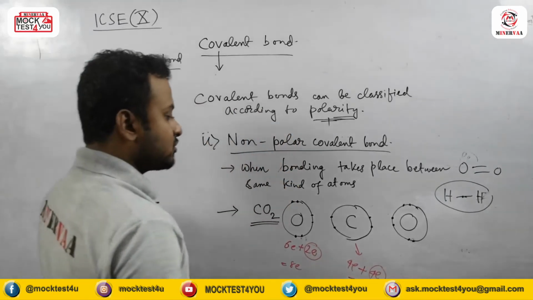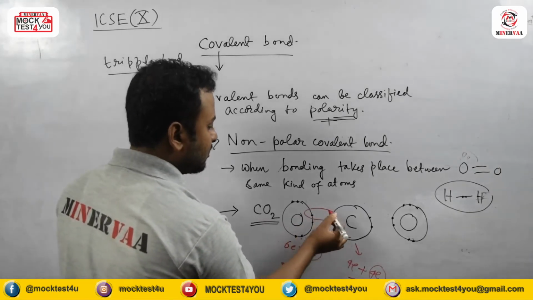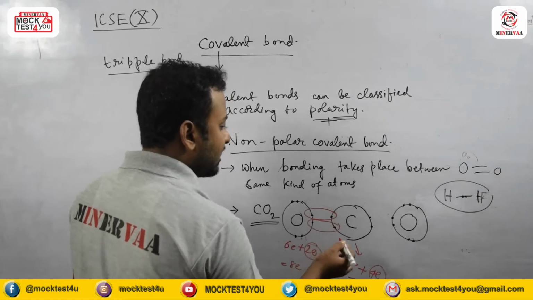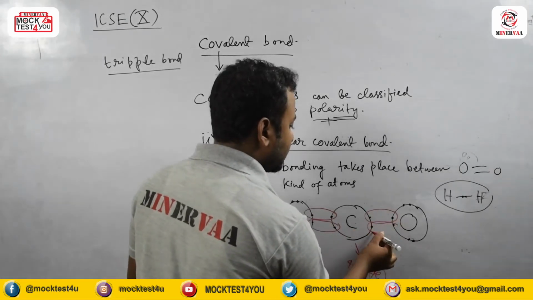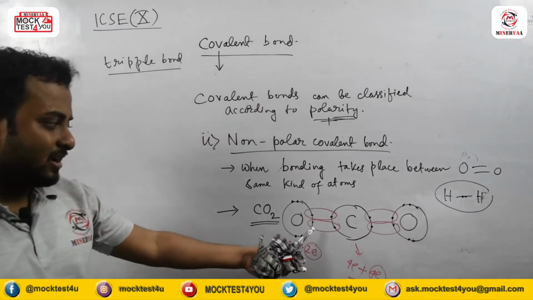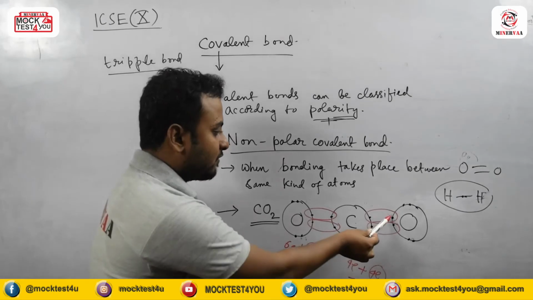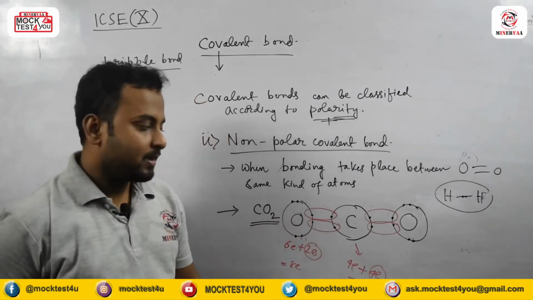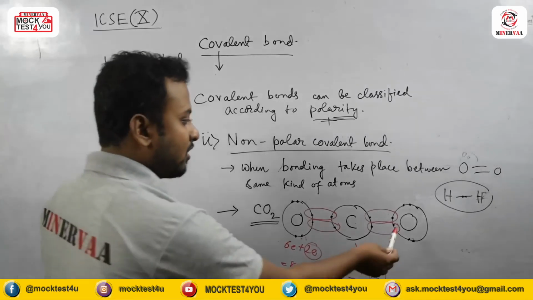So what will it do? This carbon will share 2 electrons with this oxygen, and 2 electrons with the other oxygen. When they are sharing, how many electrons will carbon have? 1, 2, 3, 4, 5, 6, 7, 8. So it has completed its octet by sharing of electrons with oxygen.